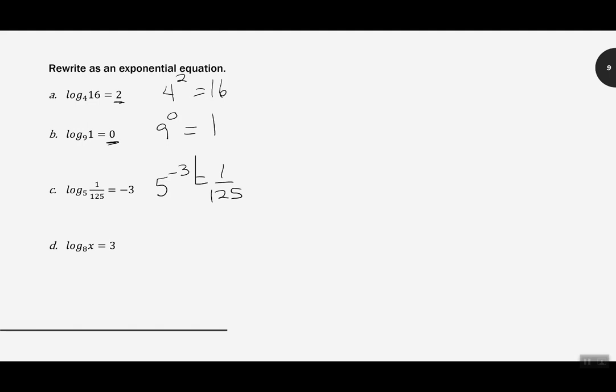The last one, I have the log base 8 of x is 3. I wanted to throw one in there where the numbers aren't all there for you just to make sure we get the idea. So the base is 8, the 3 becomes the exponent, and that's x. I'm not going to solve because that's not what this problem said to do.